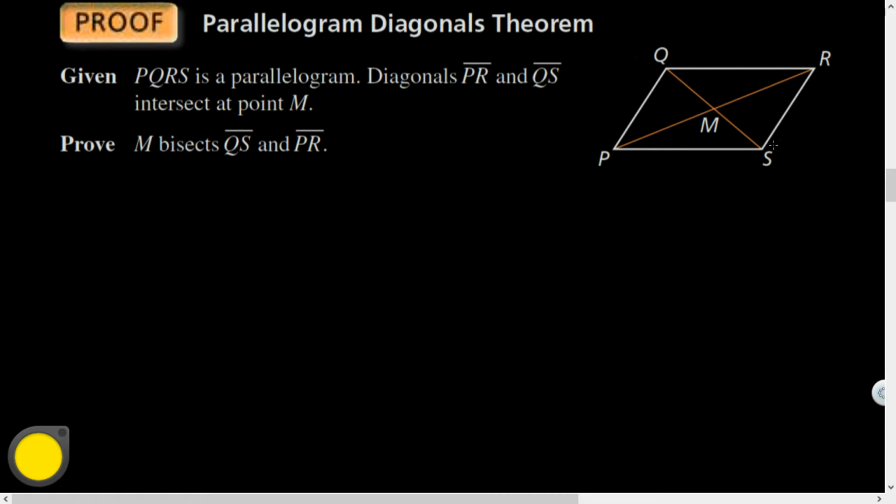Well, let's take a look at this. Let's see if we can do a proof. We're going to try to prove that the diagonals bisect each other. So here's a parallelogram. There are diagonals that I drew. Let's label the regular givens.